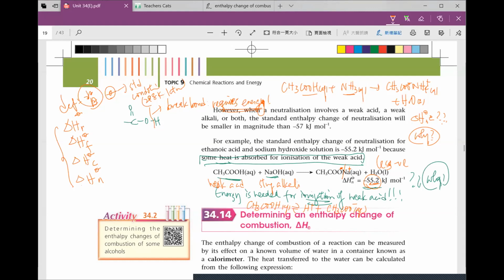For the other cases, like this one, this is the question I left you last night. Ethanoic acid plus ammonia to form ammonium ethanoate and water. Do you know what the enthalpy change of neutralization of this is, and why? Can you predict?